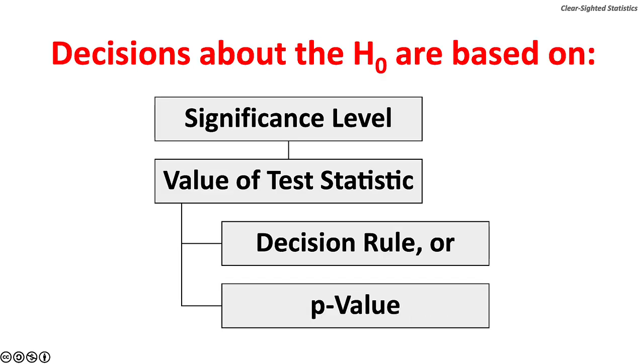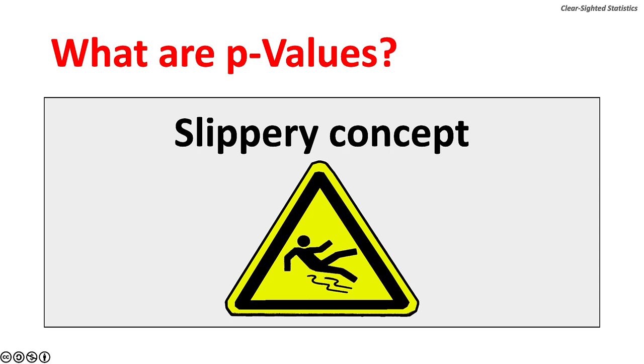Decisions about the null hypothesis are based on the significance level, the value of the test statistic, and the decision rule or p-value. What are p-values?